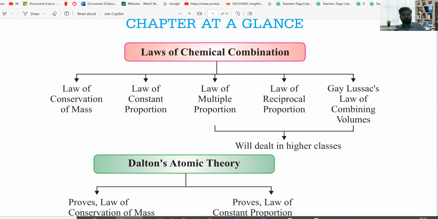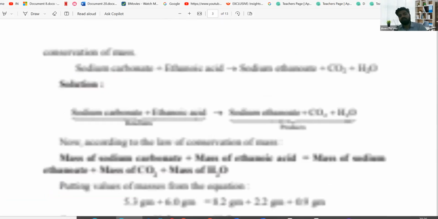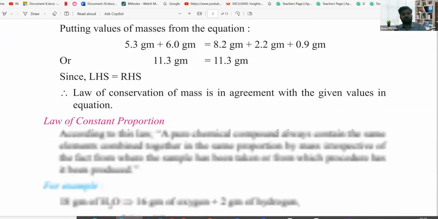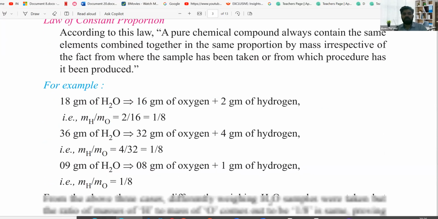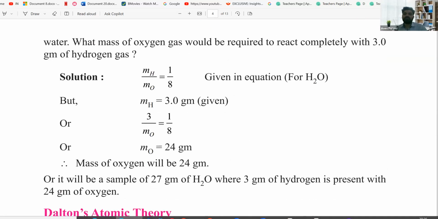Okay, here we have the Dalton atomic theory. We have discussed in the previous class the law of constant proportions and the law of conservation of mass. Today we're going to discuss the Dalton atomic theory. But one more time, we shall give you some questions here.